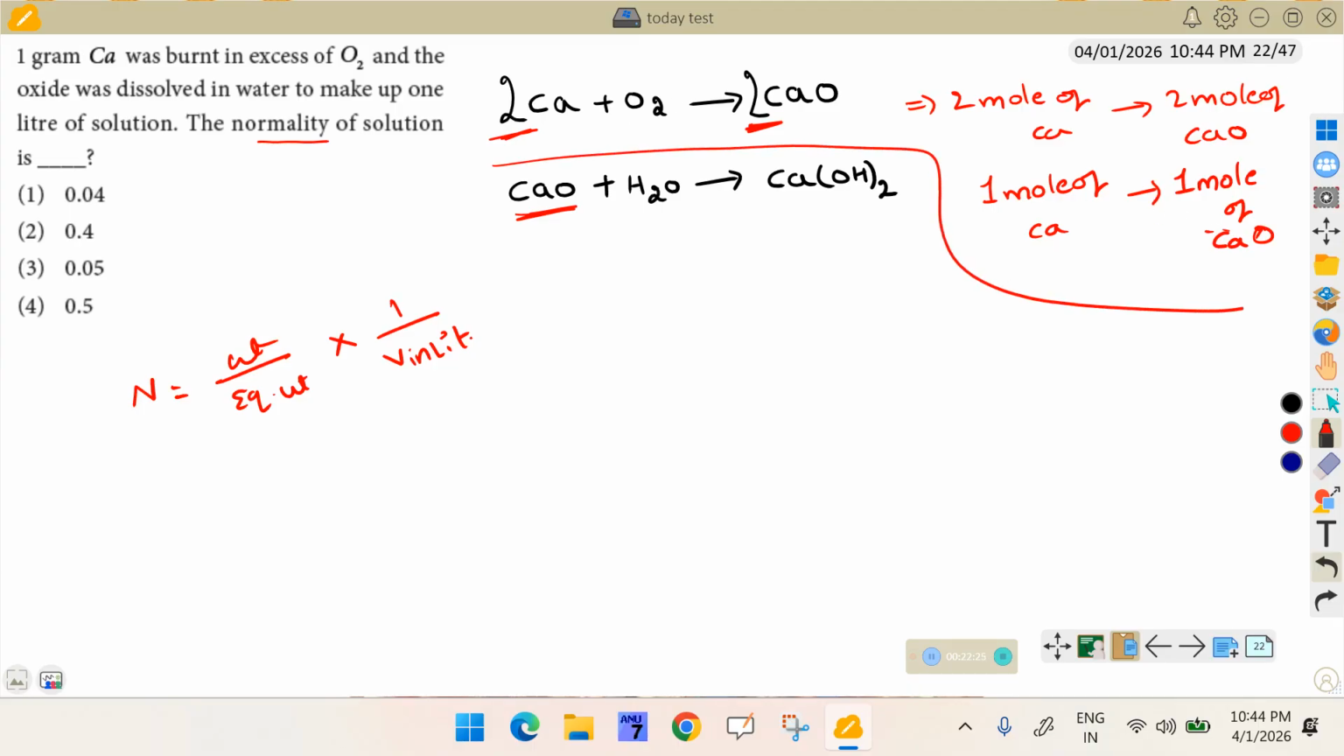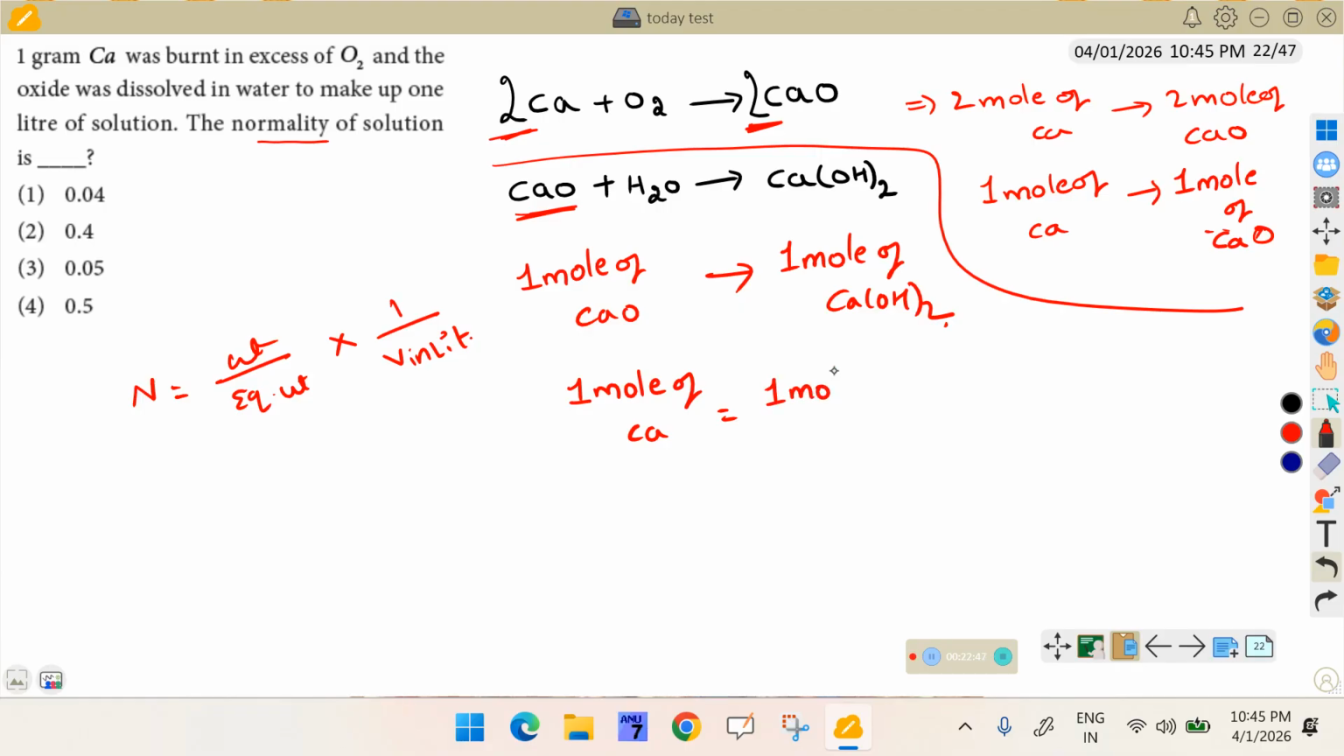And 1 mole of CaO gives 1 mole of Ca(OH)2. The final relation is 1 mole of Ca is equal to 1 mole of CaO is equal to 1 mole of Ca(OH)2.